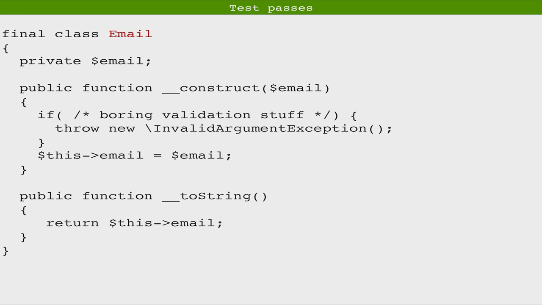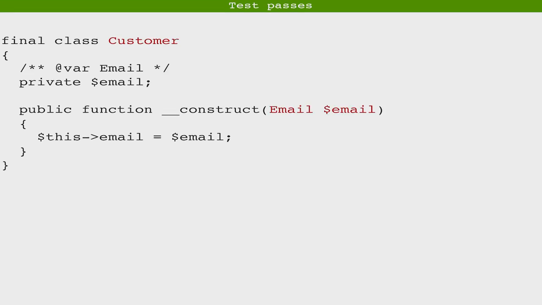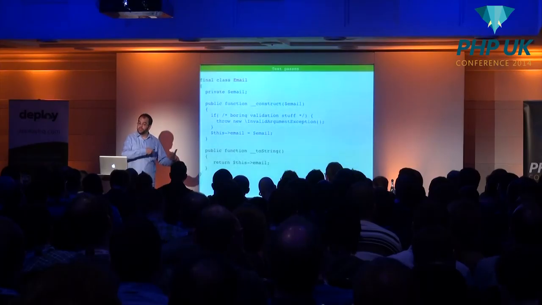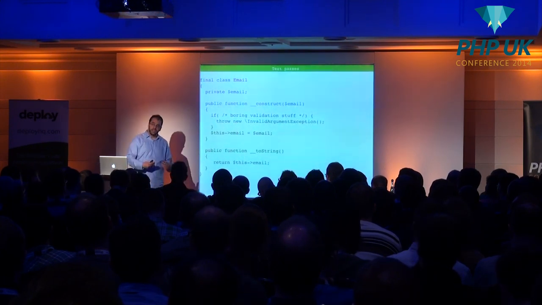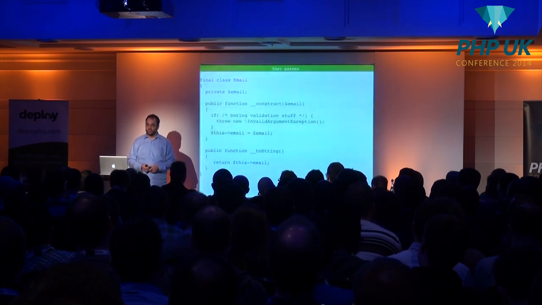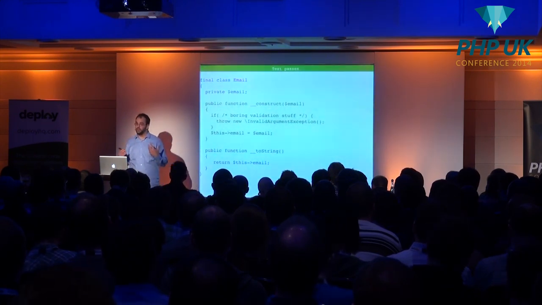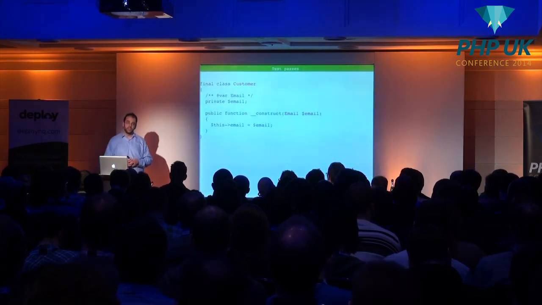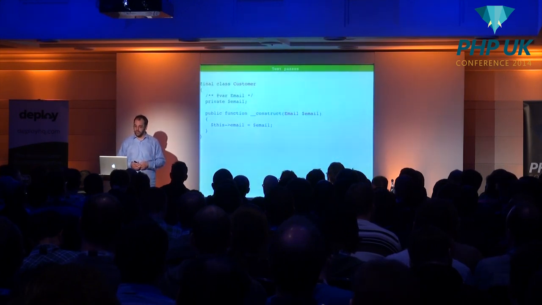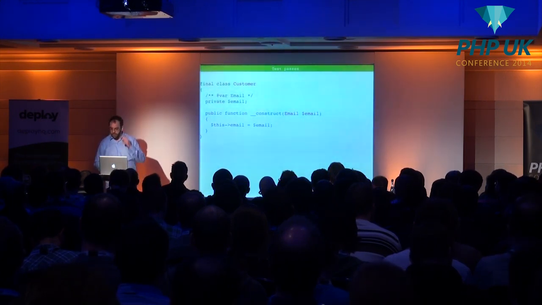And now that we have this email object, we can simply have the customer constructor type hint for an email. And now it's guaranteed. The customer object only knows that it's guaranteed to have an email object, and the email object itself is guaranteed to contain a valid email address. So these responsibilities are now nicely separated into each object. And this is very, very powerful. A friend of mine called value objects the heart and soul of object-oriented programming, and I agree with this. I feel the same way.